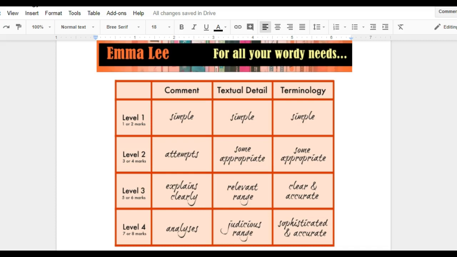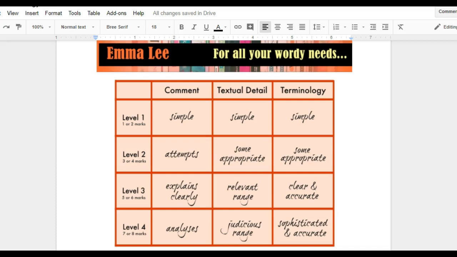So I just wanted to explain how we mark subject terminology, the kind of subject terminology that might be helpful, and then have a quick look at an exam response where subject terminology has been used to show you how that applies in real life. So on the mark scheme for paper 1, for question 2 and question 3, you'll see these features. It says subject terminology: simple, some appropriate terminology, clear and accurate terminology, or sophisticated and accurate.